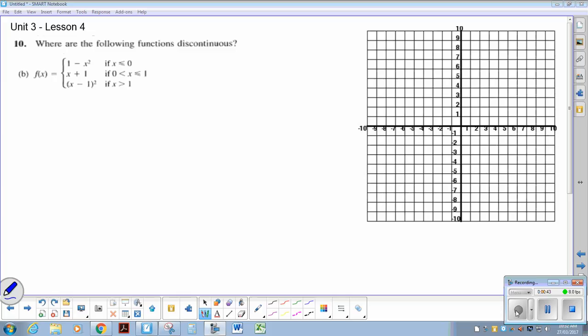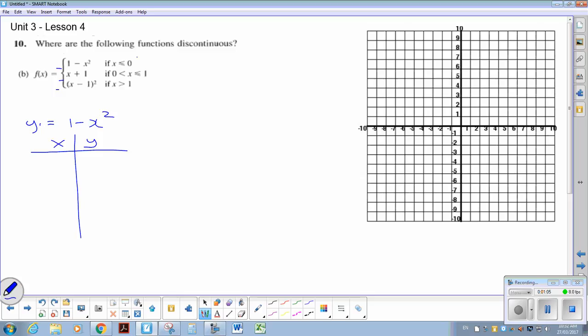Some of you can do this in your head. I'm going to do it out in full so you can see the process. So I'm basically going to break it into its 3 parts and analyze each part. The first one, I'm going to call y1. So write out y1 equals 1 minus x squared. I'm going to make myself a quick table of values.